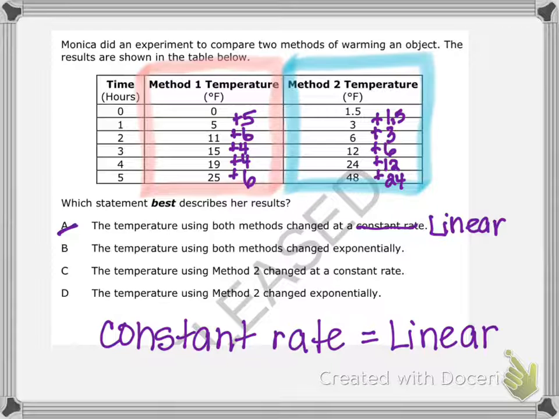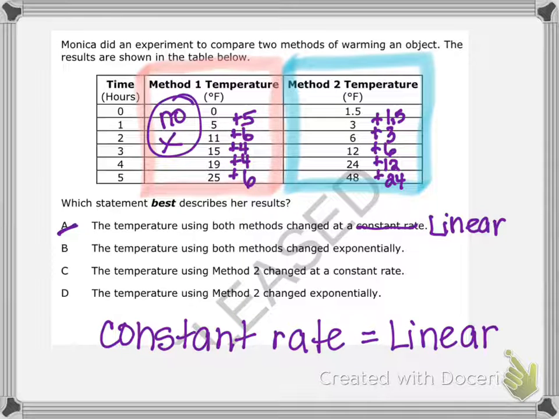So B says the temperature using both methods changed exponentially. So to change exponentially, that means they're going to multiply. Well, when I'm at 0, what would I have to multiply by to get 5? Okay, well 0 times anything is still going to be 0. So there's nothing that I can multiply here if it starts at 0. So I can definitely tell you that there's no multiplication in this problem.